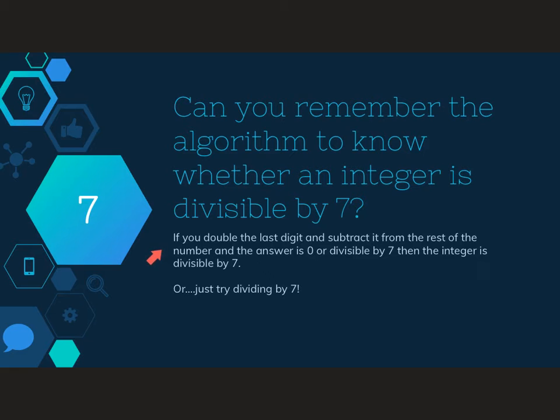So here's how this works. If you double the last digit, double means times 2, subtract it from the rest of the number, and if the answer is 0 or divisible by 7, then the entire integer is divisible by 7. However, if you are in a time crunch and you need to, just divide by 7. That's fine. But if you want to try the algorithm, sometimes that is kind of fun, and I'll show you how that works.